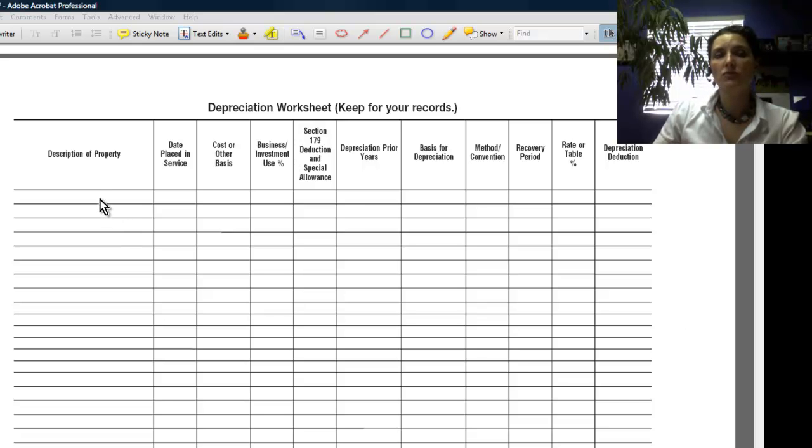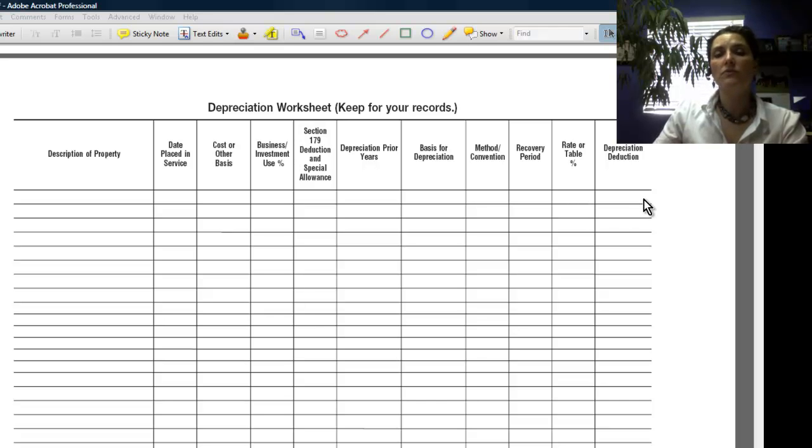And you can see that the schedule provides space to enter a description of the property, the date placed in service, the cost or other basis of the property, the business use percentage of the property. Was a Section 179 deduction or bonus depreciation amount claimed? If so, how much was it? Depreciation claimed in prior years. The basis for depreciation, the depreciation method or convention, the recovery period, the rate or table percentage at which the depreciation deduction is being claimed, and the depreciation deduction itself.